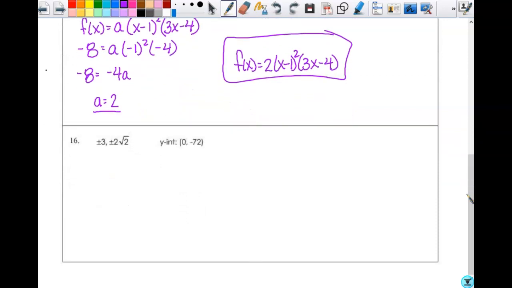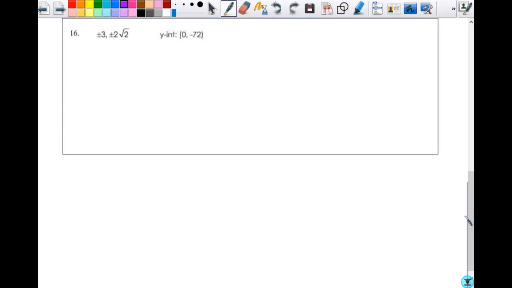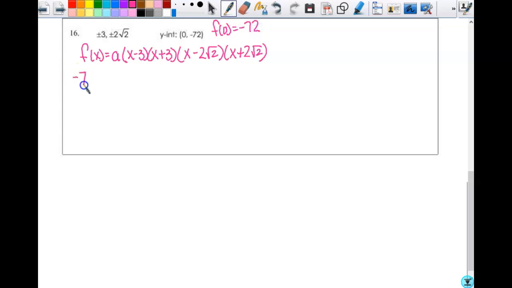Okay, so we're going to do that one more time with a different set of information. So f of x is equal to a times x minus 3 times x plus 3. Then I will have x minus 2 square roots of 2 times x plus 2 square root of 2. I can't really clean up anything inside of there, so I'll go ahead and use my y-intercept because this means f of 0 equals negative 72. So negative 72 equals a times negative 3 times negative 2 square root of 2 times 2 square root of 2.